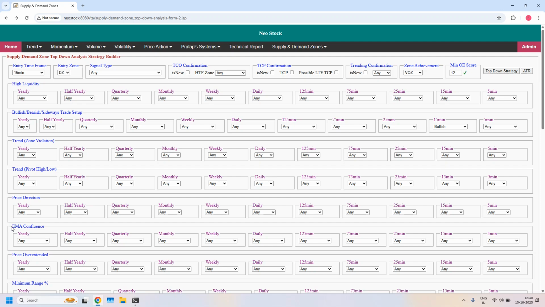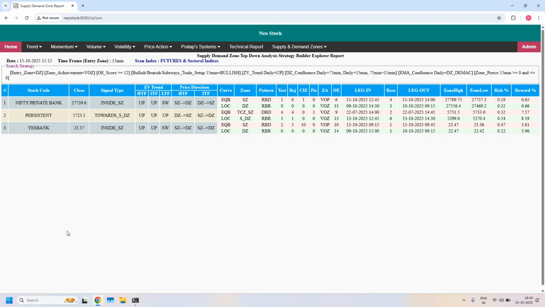Let me add the filter EMA confluence on daily time frame. That is daily demand zone should have daily EMA and trend on the daily should not be sideways. It should be uptrend because it is bullish trade setup. So all the 3 stocks having uptrend are filtered. So these daily demand zones you should plan trades only if lesson 20 checklist items are satisfied.